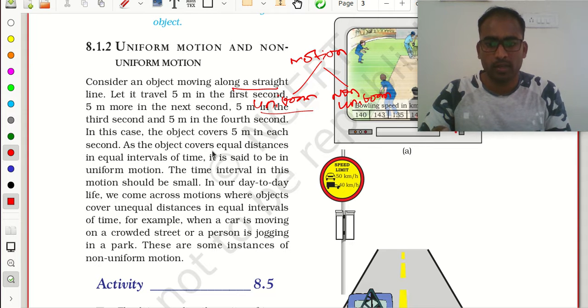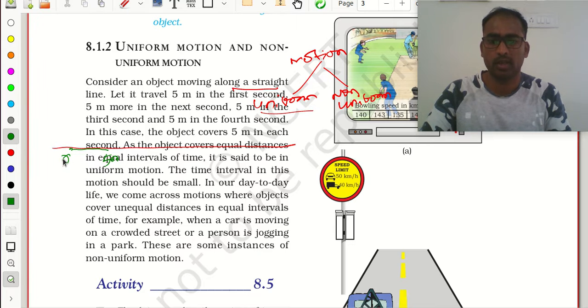Suppose one object is moving along a straight line, and it travels 5 meters in its first second. Here this is the reference point O, or 0. In the first second it travels 5 meters, and in the next second it moves the same 5 meters. In the third second also it moves 5 meters, in the fourth second also 5 meters. So we can say it is uniform.